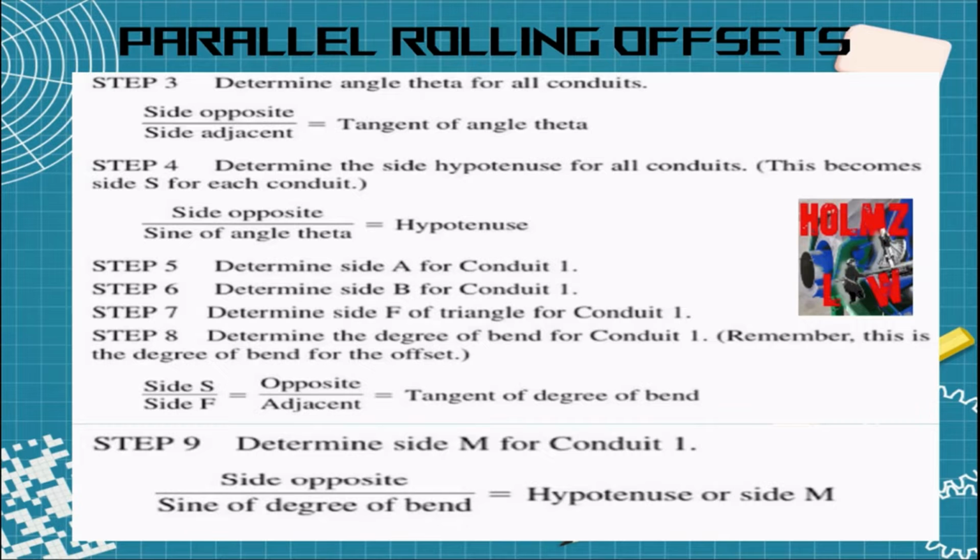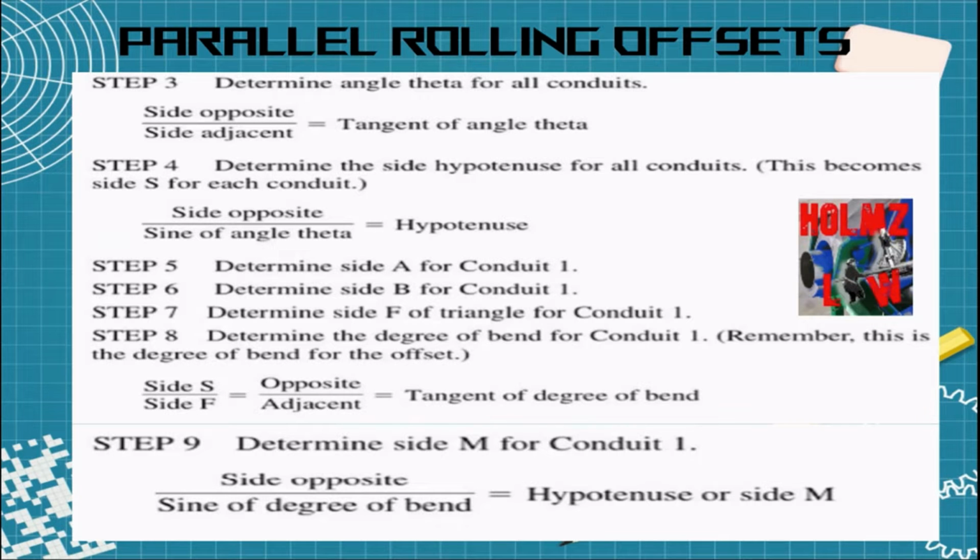For the hypotenuse, you divide the opposite side by the sine of the angle. Before you find that angle, you find it by dividing the opposite side by the adjacent, which gives you the tangent, and whatever that tangent is, it's the same number you use for the sine. That gives you the hypotenuse, which is a number value.